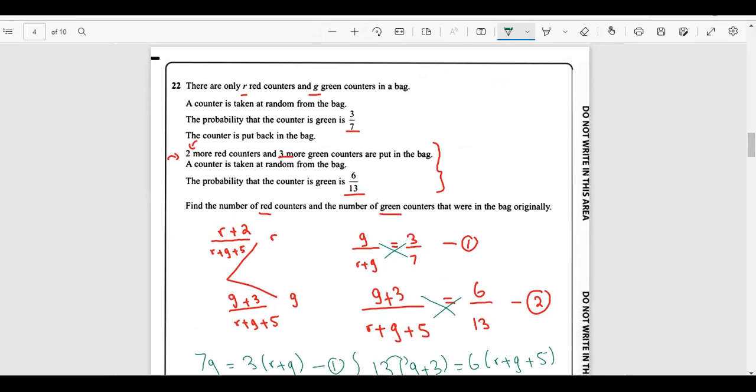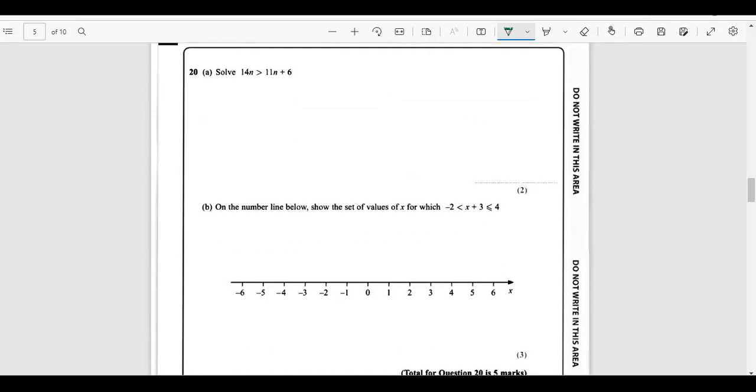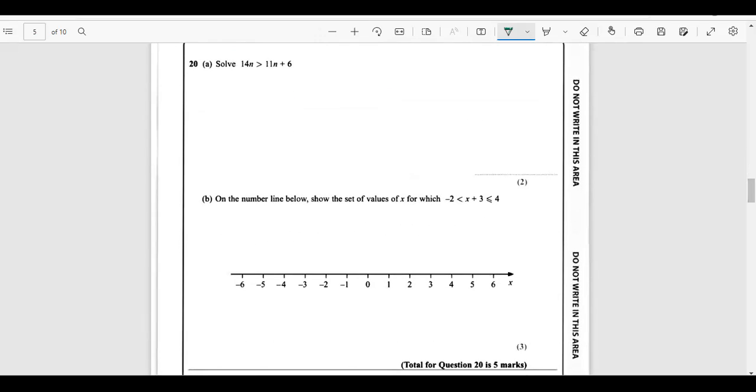If you remember, we did something similar in the last class as well, right? Where we had n instead of r and g. All right, okay. That's good. Let's talk about the next one. Let's talk about some inequalities for this part.